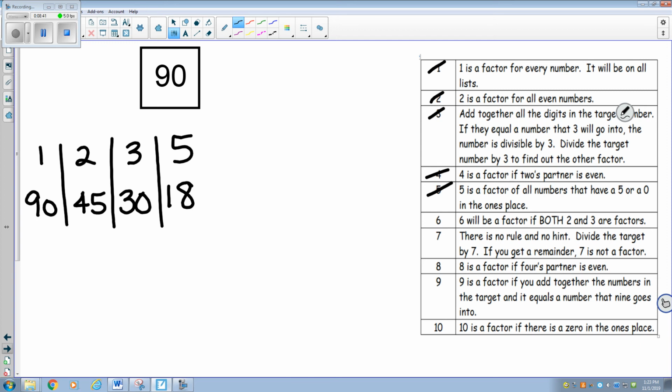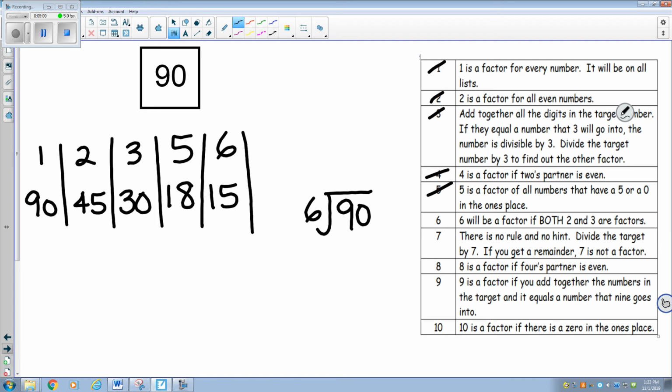6. 6 will be a factor if both 2 and 3 are factors. You see we have 2, we have 3. That also means that 6 is going to be a factor. So we could do this division problem again. We could do 90 divided by 6. Or 6's partner will always be half of 3's partner. 3's partner is 30. So 6 times 15 equals 90.